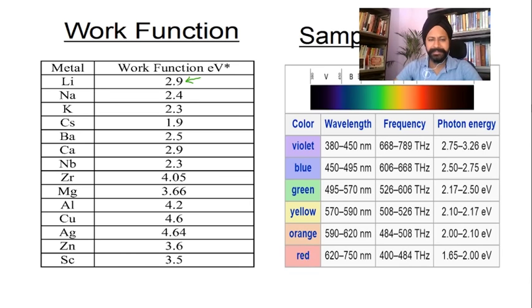Look at cesium. Cesium has only 1.9 and red light is enough for that. Now look at copper. Copper has 4.6 electron volts of requirement. Even violet light is not enough. So if you want the photoelectric effect with copper, you actually need ultraviolet light. Okay, so this is how it works.